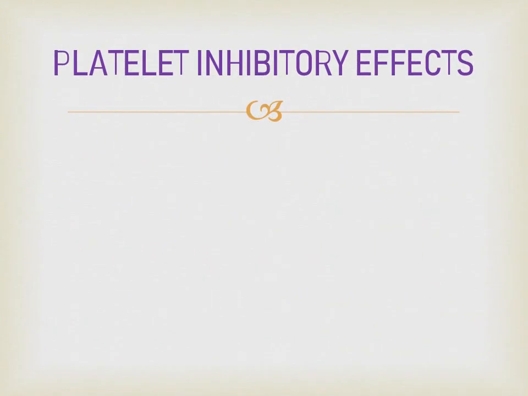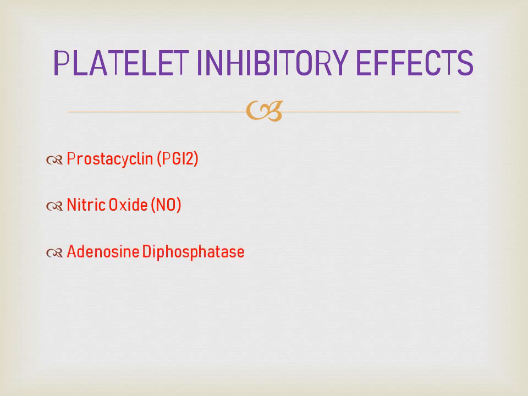If we talk about the platelet inhibitory effects of the endothelium, that is mainly due to the secretion of a few very important factors. Those important factors include prostacyclin, that is also called prostaglandin I2, nitric oxide, and adenosine diphosphatase. This adenosine diphosphatase degrades adenosine diphosphate, and adenosine diphosphate, as you all know, is present in the dense granules of the platelets, and it is a very potent activator of platelet aggregation.